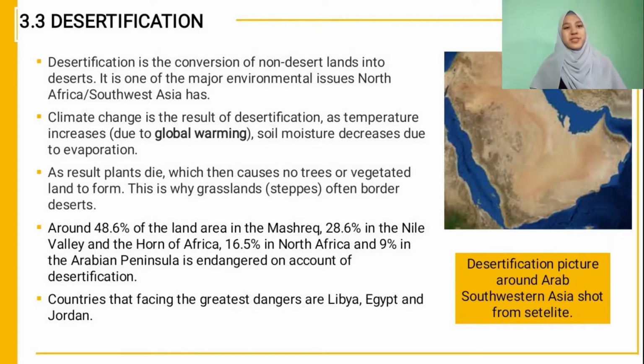Around 48.6% of the land area in the Maghreb, 28.6% in the Nile Valley and the Horn of Africa, 16.5% in North Africa, and 9% in the Arabian Peninsula is endangered on account of desertification. Countries that face the greatest dangers are Libya, Egypt, and Jordan.